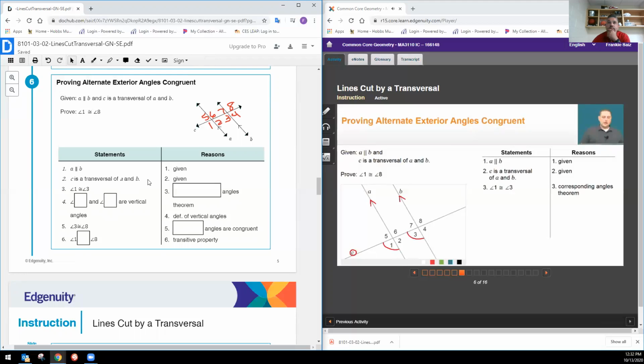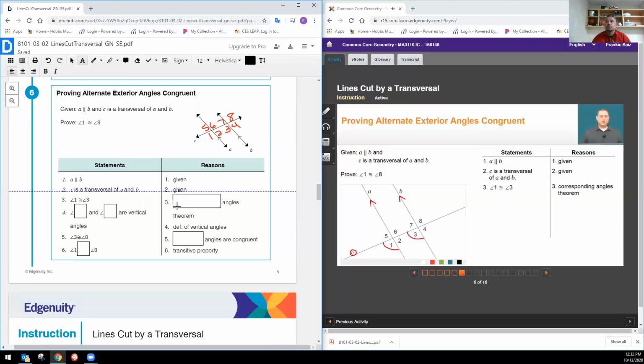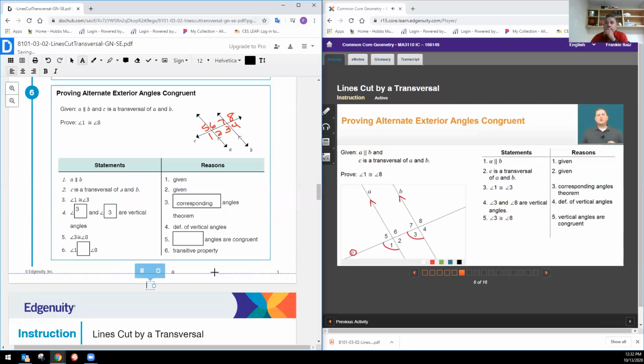Look at angles 3 and 8. Do we know what kind of angles those are? I know they're opposite angles formed by two intersecting lines. That's right, they're vertical angles. So by the definition of vertical angles, we can state that angles 3 and 8 are vertical angles. And what do we know about vertical angles? Yes, angles 3 and 8 would have to be congruent to each other because vertical angles are congruent.